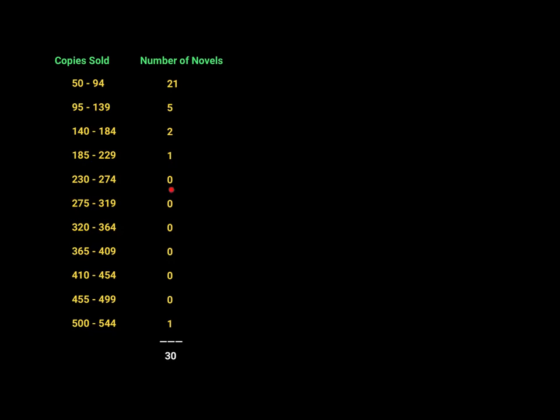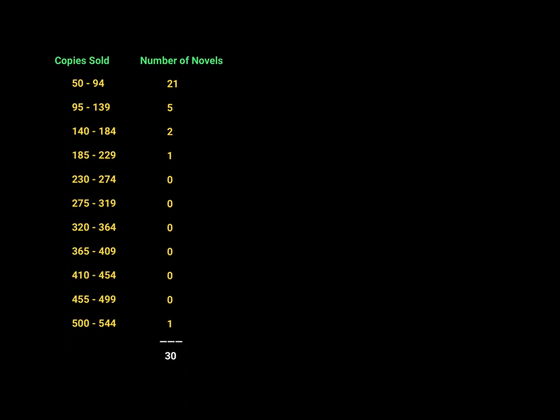And then there are no novels in this class, none in this class, none in these, all the way until you get to only one novel that sold between 500 and 544 million copies. That's the first one in the list. If you add up all of these novels, we get 30 novels total, which is true, right? That's the original number of novels that was given.